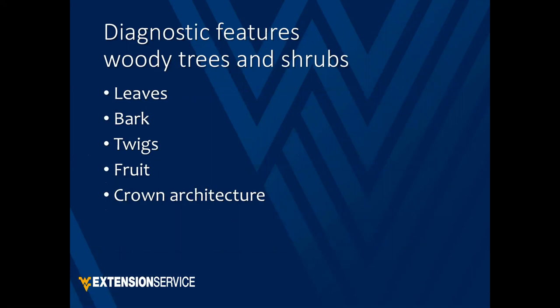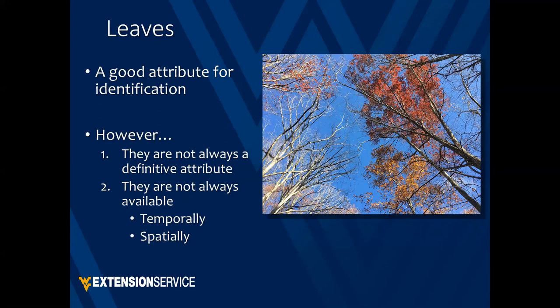Okay, so leaves are good attributes. Don't want to downplay them too much, but again, we are most familiar with them, and so a lot of times when I teach class, I try to focus on some of the other attributes. So leaves are good, but they are not always definitive. There are a lot of look-alike leaves out there, and they're not always available, both temporally in time. For example, now they're not there. For a good part of the year, they're not there. And spatially, they're not always available to us. A lot of times they're inaccessible, either from distance, like across a creek, or looking up, they're 70 feet up in the air in the forest canopy. So leaves are good, but not always helpful.